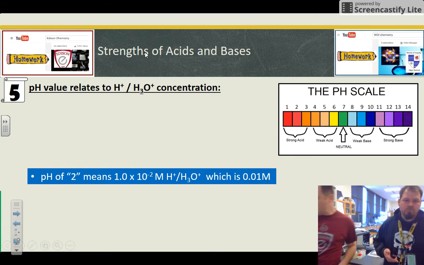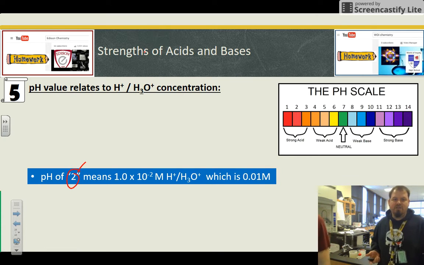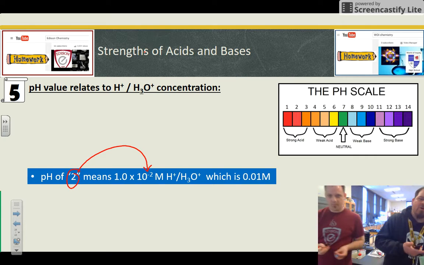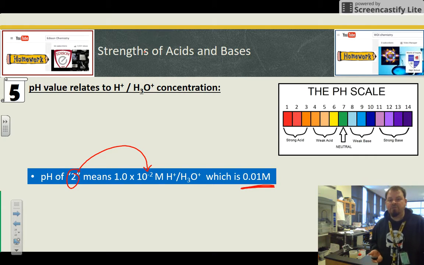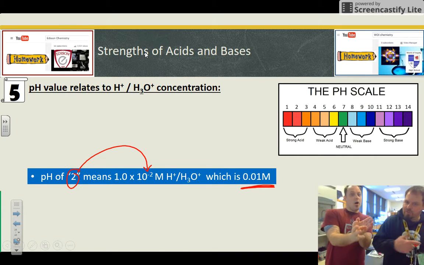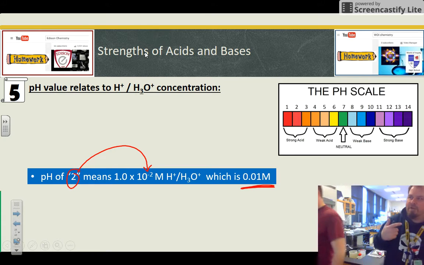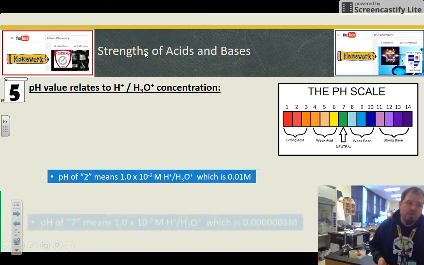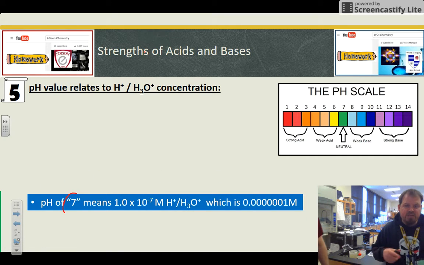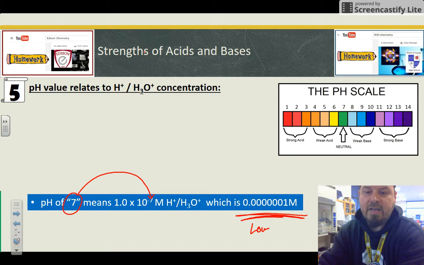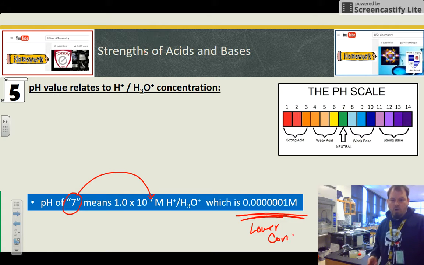So pH of 2. Now the 2 comes up and now it's 10 to the minus 2, which is smaller. But now you need to move the decimal over. And now pH 2 has a lower concentration than pH 1. Notice we're starting at the most acidic at pH 1. Actually, pH 0 is even crazier. Let's see another one. If I take it up to 7, now I've got a pH of 7. The 7 goes up there, and then all of a sudden we have a concentration even lower.